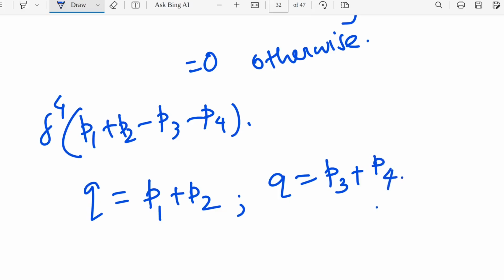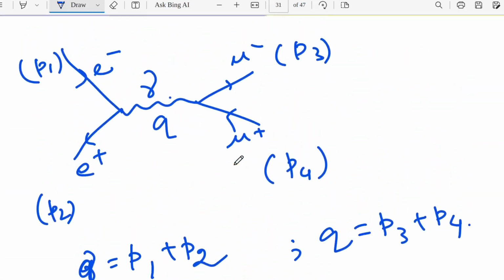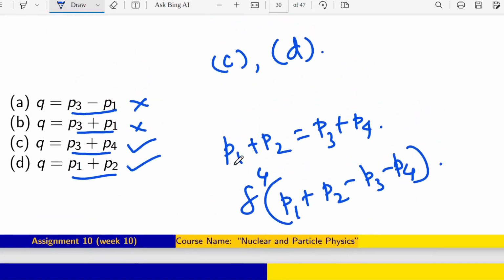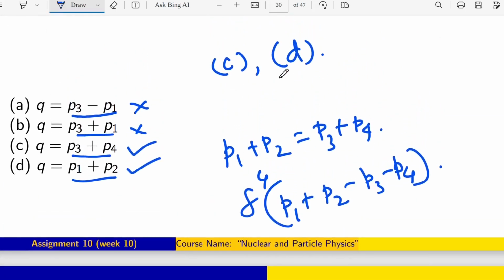Okay, so this is the case. From that question I have already mentioned the correct option. The correct option is C and D.